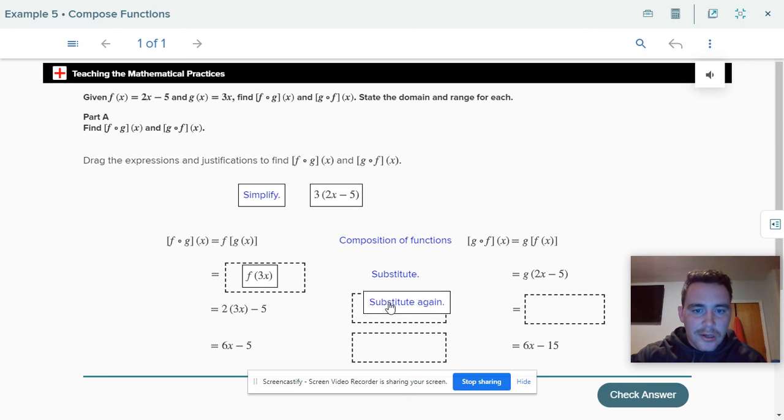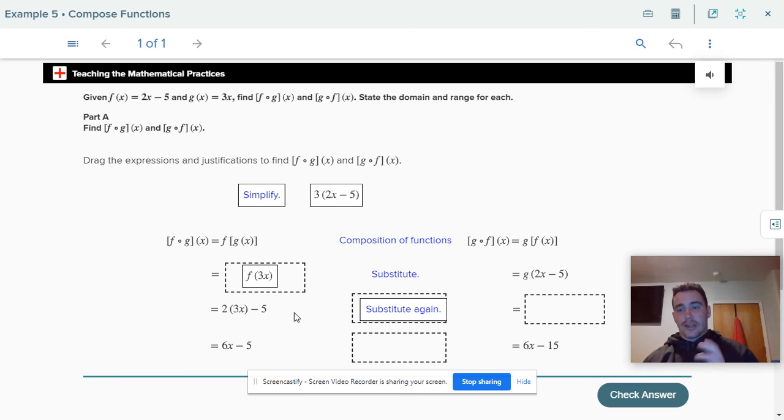So this is the substitute step again. Instead of substituting f of 3x or g of 2x minus 5, we're substituting those back into the original equations, not just the functions right there. And of course, the last step is to simplify. So we have 2 times 3x minus 5, which is 6x minus 5.